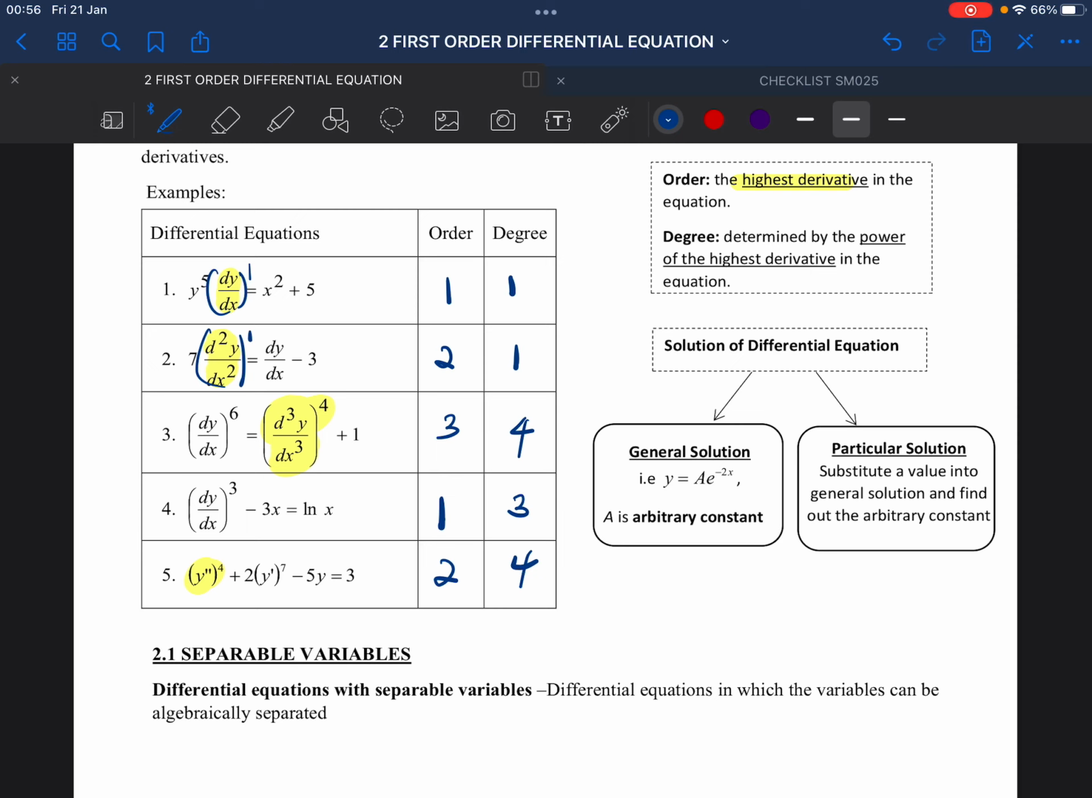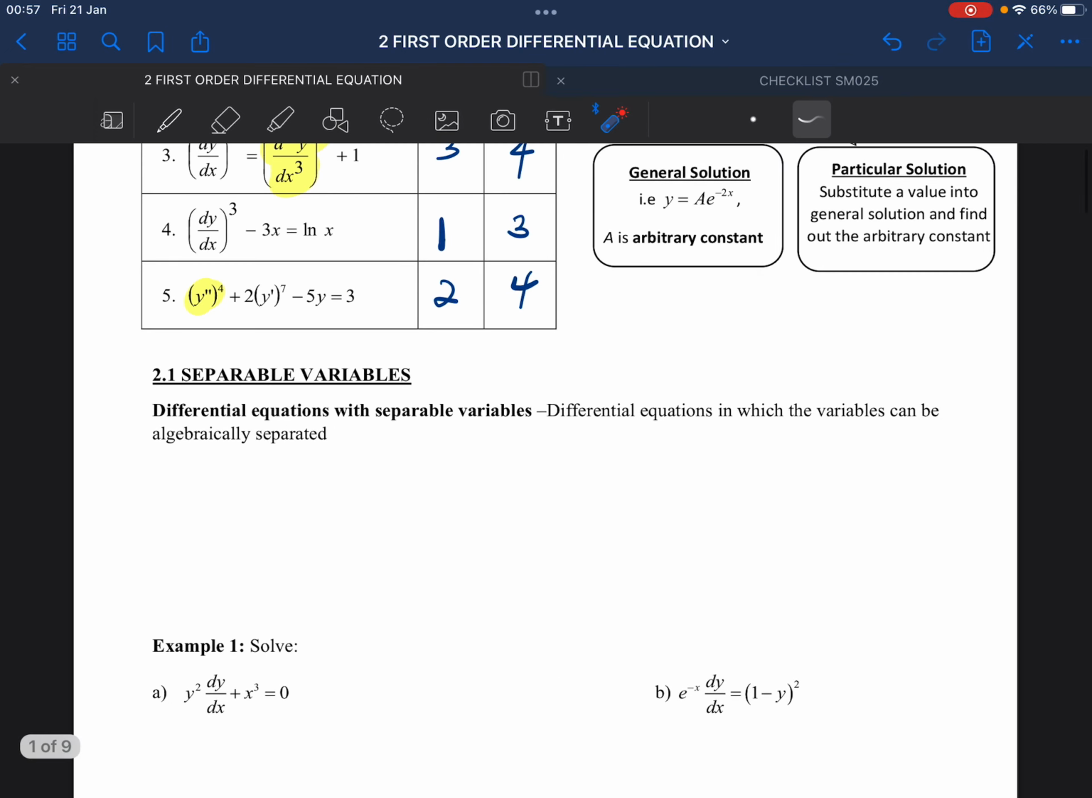Okay, for solution of differential equation, we have general solution and particular solution. It is very simple, just like your integral, you have indefinite and definite. For particular solution, you just simply substitute x and y into the equation and you get your particular solution. General solution is just in terms of x or in terms of t or in terms of r, depending on the question.